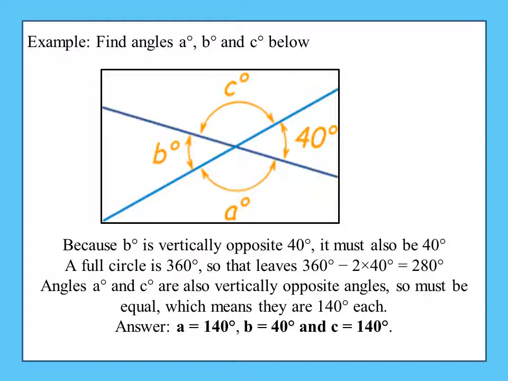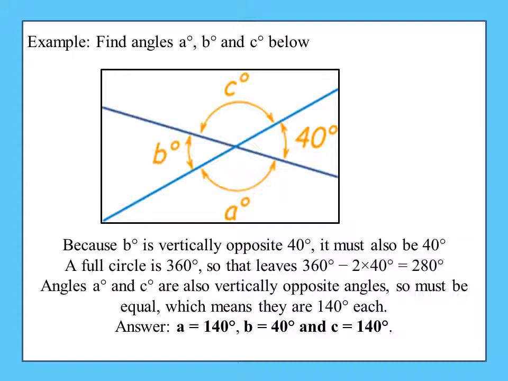If a circle is 360 degrees, that means 360 degrees minus 2 times 40 degrees equals 280 degrees. Why 2 times 40 degrees? Because we have two 40 degrees. It means we need to multiply them.